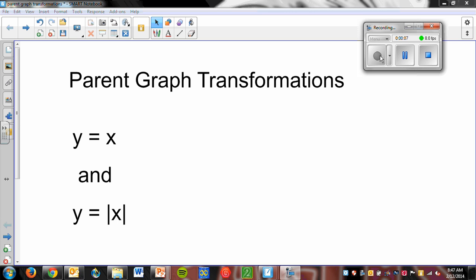Like we said in class, it's kind of a weird lesson because we're not necessarily calculating anything. We're just describing how things change. Most of the time we'll be using either y equals x or y equals absolute value of x. And they're going to give us another equation, and we basically tell them how it's different.